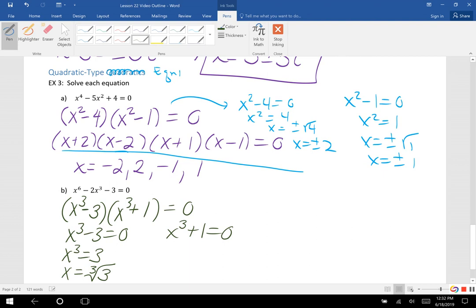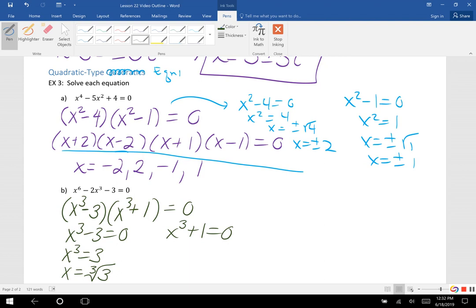You don't need the plus or minus when you take the cube root of an equation. And that has to do with the fact that there's only one number that you can cube to get a 3. If your answer was negative, when you cube it, you would get a negative. So you only need the plus or minus with the square roots.